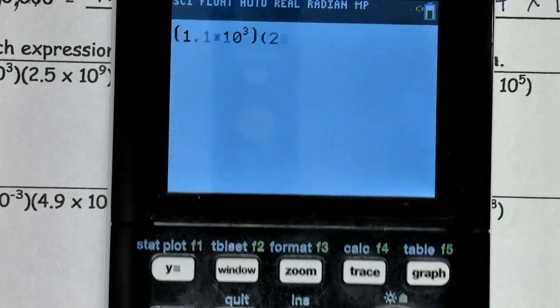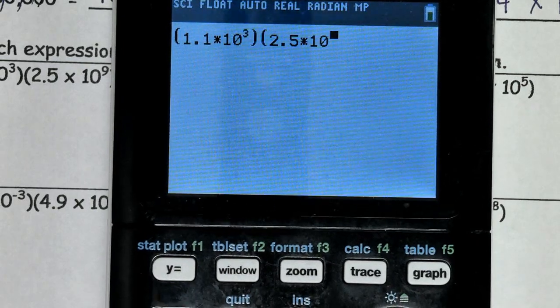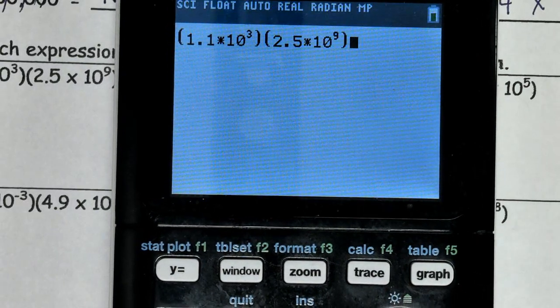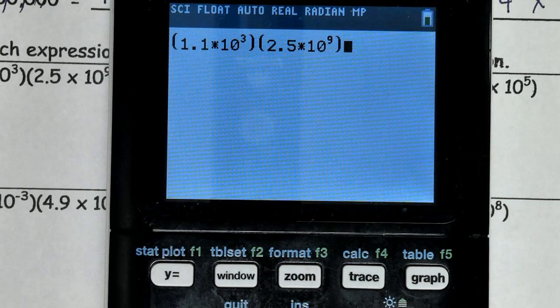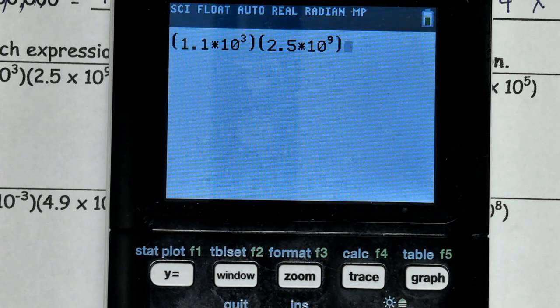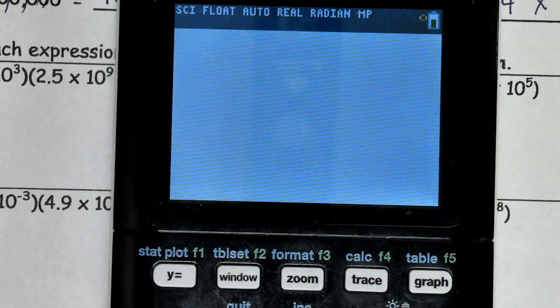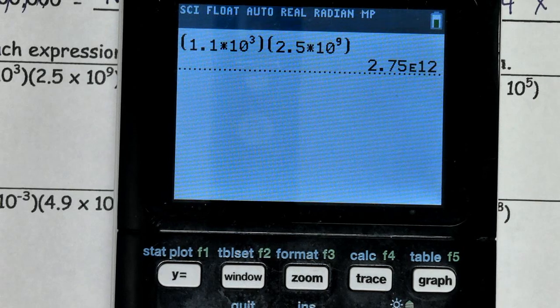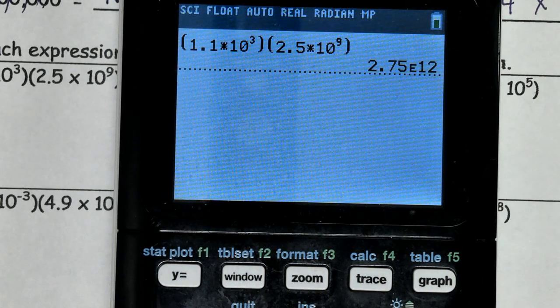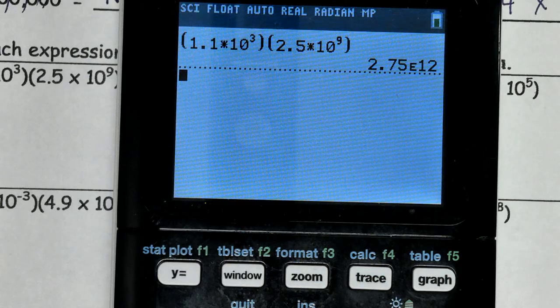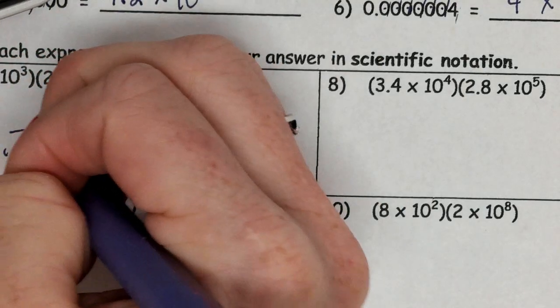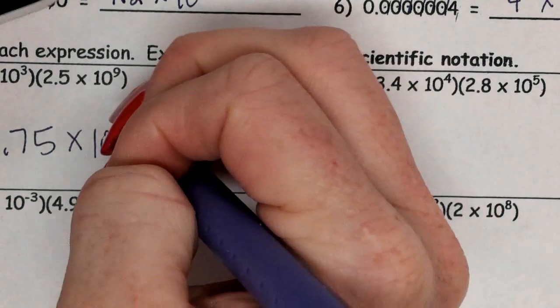And then open and put in the second part. And then arrow out and close it. Are we good? Hit enter, and that's your answer. Do you write the E? How would you write this? 2.75 times 10, so write that down, to the power of 12.